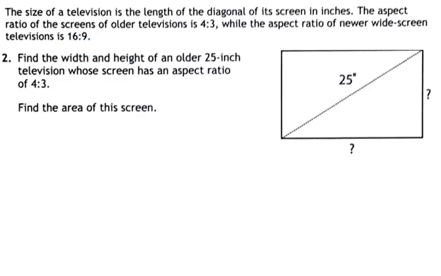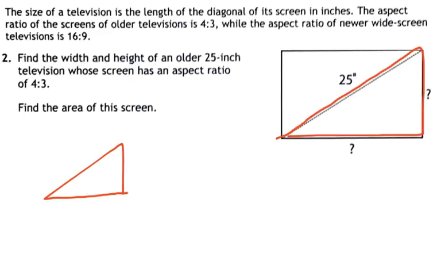So here we're going to take an older full screen television that has a 25-inch diagonal and has an aspect ratio of 4 to 3. And we want to find the area of this screen. So what we want to do is notice that this is a right triangle, so we can use the Pythagorean theorem. We can also use similar right triangles.